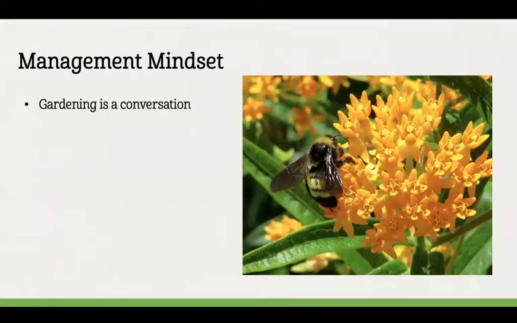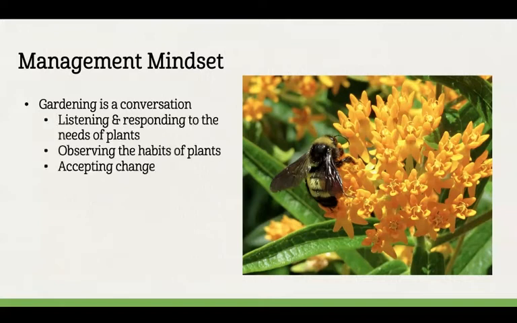A landscape architect once told me that gardening is a conversation. I think this is a really useful and beautiful metaphor. It implies this give and take between the gardener and the plants, as well as between the plants with each other and with the weather conditions and the critters and the insects and the pollinators. I think it's just a really nice way to think about it.